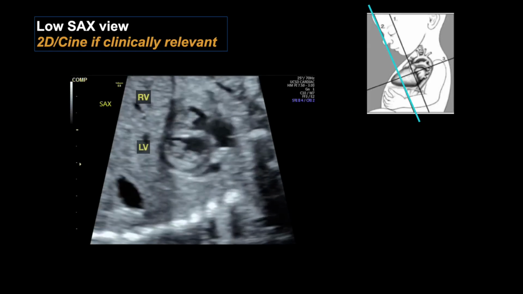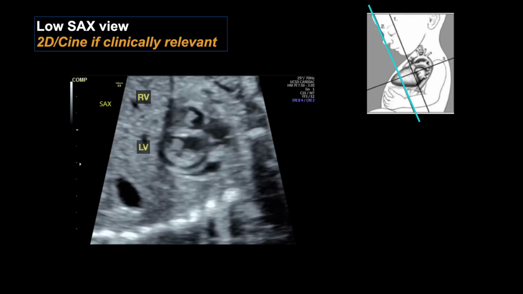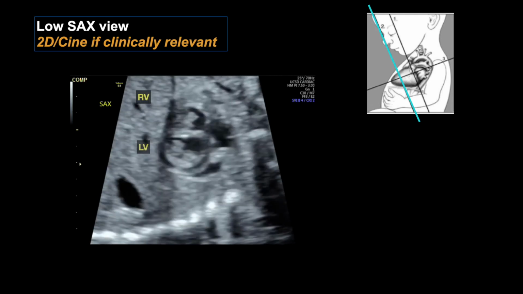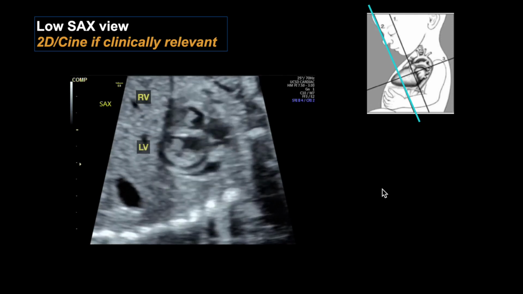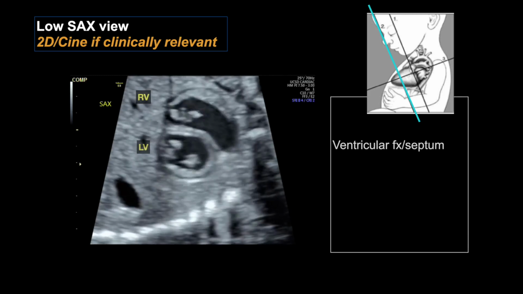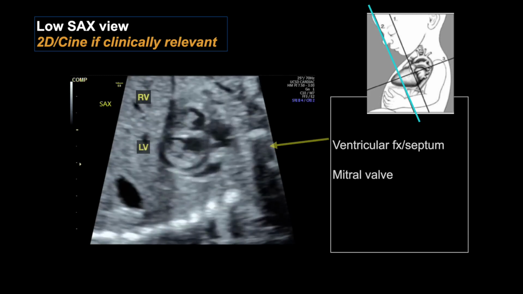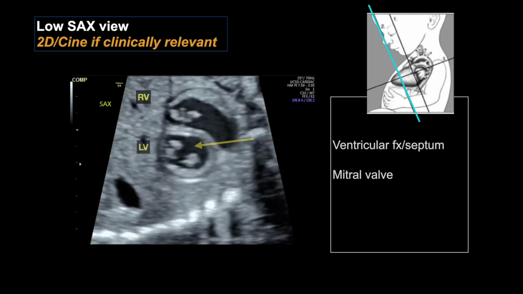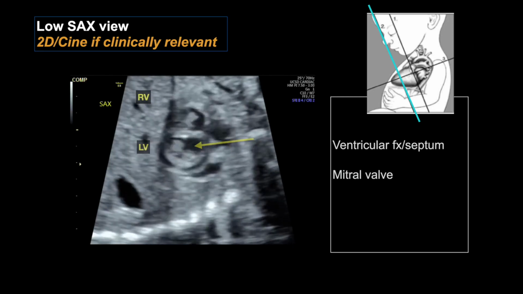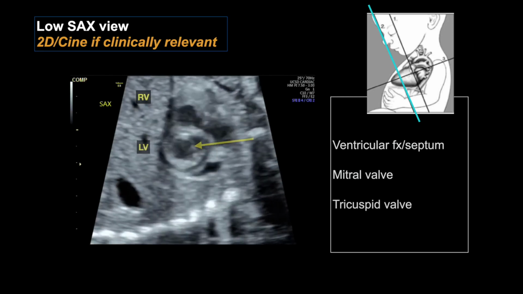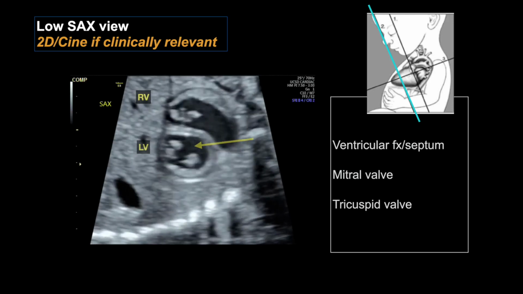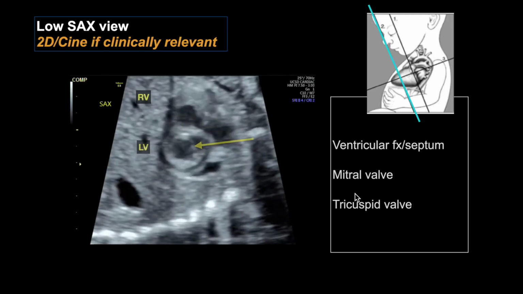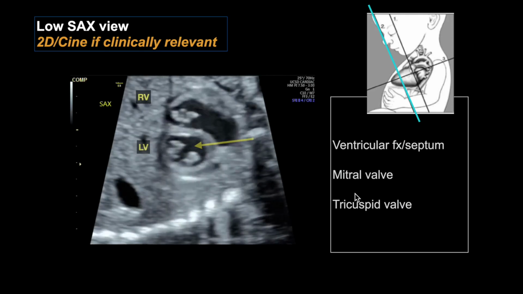We want to be documenting this in 2D, cine loop. I do on all of my heart views, but for the guidelines, it's only if clinically relevant. You want to see that you have your mitral valve and your tricuspid valve, and we can see our mitral valve moving. It does not have any association with the septum. Whereas the tricuspid valve, this is what distinguishes it, does have a septal attachment, so it's much more closely related. So this is another great plane to look at them and also to appreciate that difference in the anatomy.